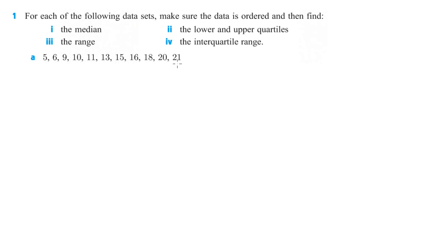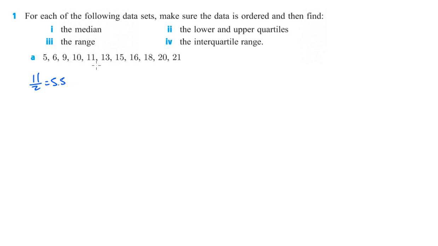So here's our data for A. Make sure that it's in order. It is already in order, which will make this a lot easier to find all of these things. So median, let's count how many pieces of data we have. 1, 2, 3, 4, 5, 6, 7, 8, 9, 10, 11. So if we take our 11 and cut it into 2, that's 5.5.